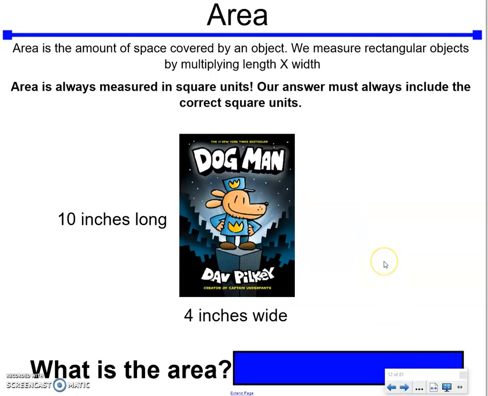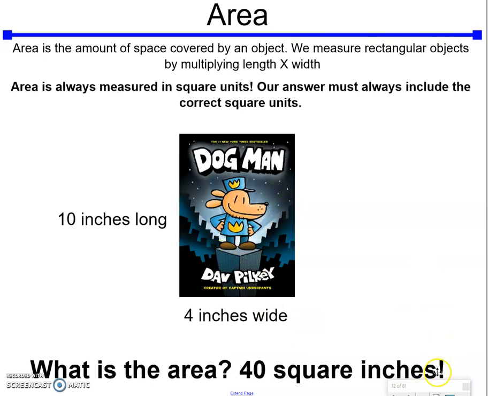Here is a Dogman book, and you can see that the cover of this Dogman book is 4 inches wide and 10 inches long. I want you to think, what is the area of this Dogman book cover? You're right. The total area or amount of space that this Dogman book is covering is 40 square inches. Awesome job, 3rd grade.